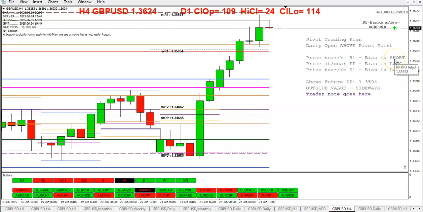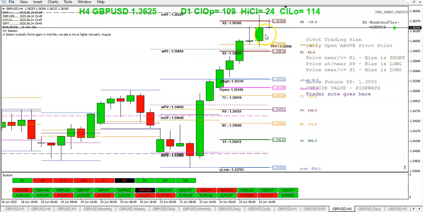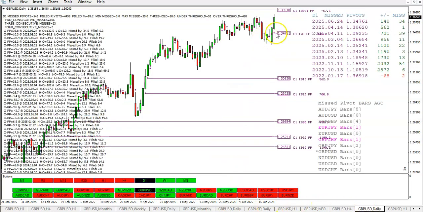H4 near R1. Okay, we hit R2, so if the bias is short at R1, it's definitely going to be short at R2. Bambino said to go long near the pivot. And looks like we missed that pivot again today. Yep, we missed that pivot. We opened way above it by 30, missed it by 34 pips. So looks like that pivot needs to be taken out.